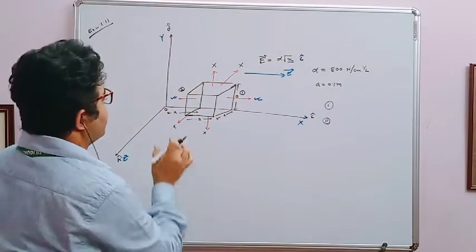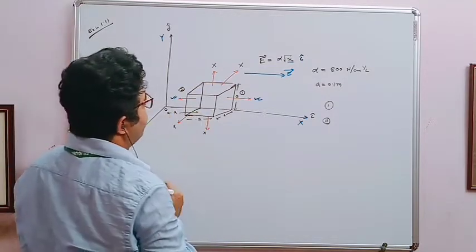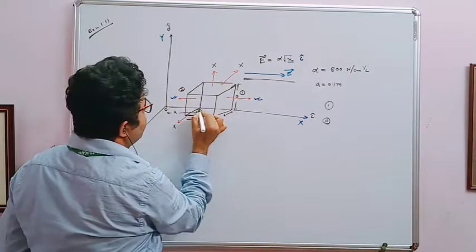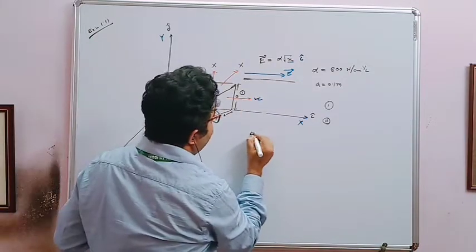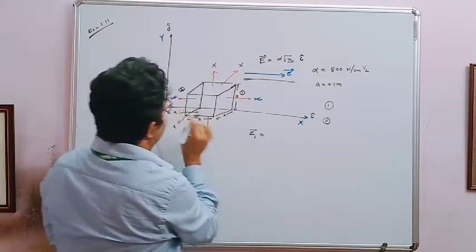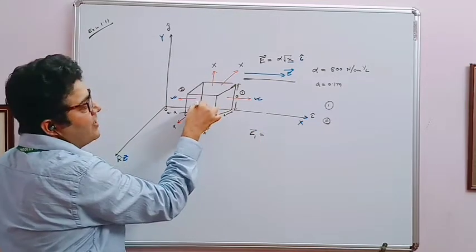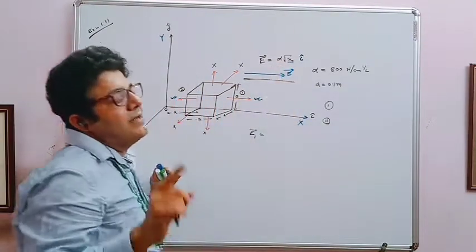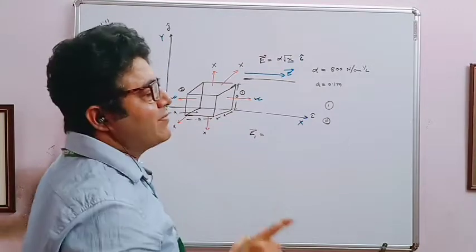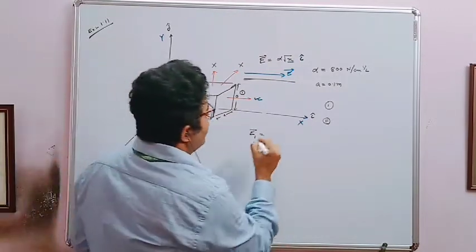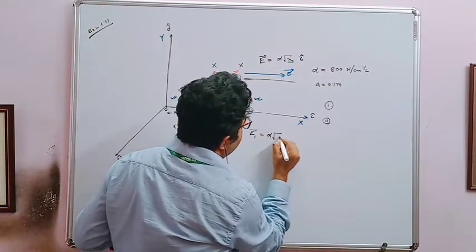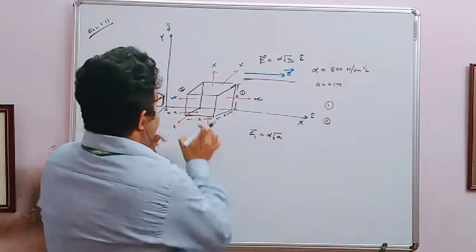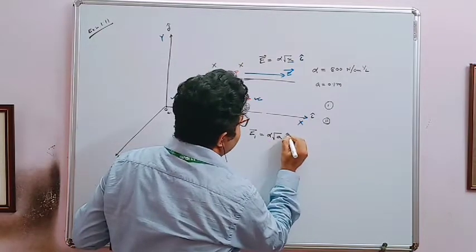So if we consider the first part, here the electric field is fixed. What is the distance from here to here? A. So your electric field is alpha into root x, which depends on distance. That means it is a non-uniform electric field. So the value is alpha into root under A; later on we put the values. This distance is A and the direction is i.